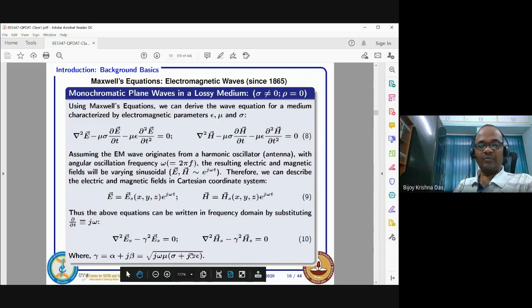If that is xy dependent, then your gamma value will be xy dependent also, xyz dependent. Sigma, mu, epsilon, if they are xy dependent, that also comes in here. If it is a homogeneous medium, of course, gamma square is a constant for a certain frequency, and it must be in the form alpha plus j beta. So this is the whole background.